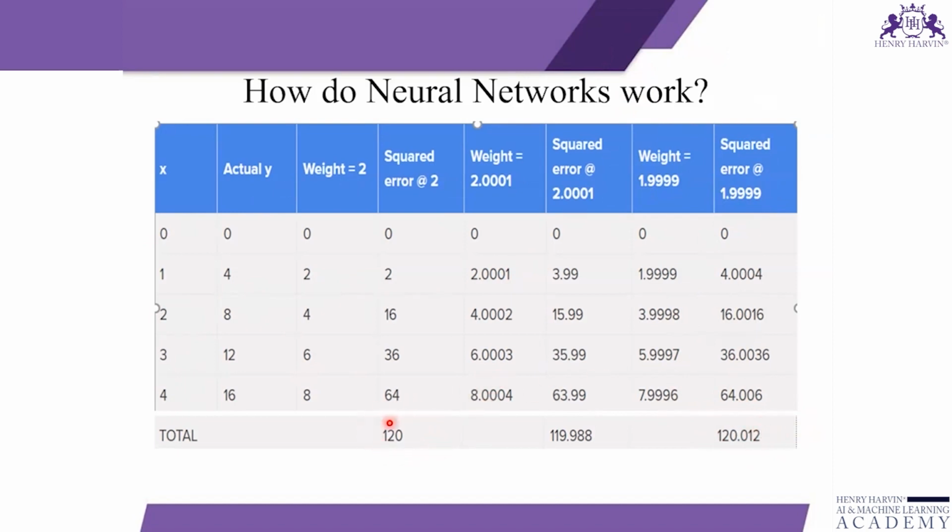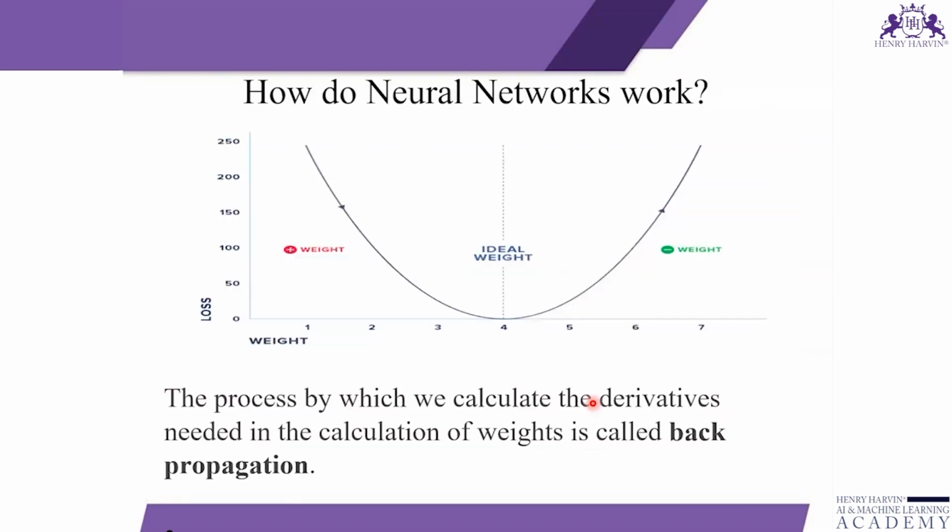It is very simple. When the weight was 2, the squared error was 120. When the weight is increased, the error decreases. When the weight is reduced, the error increases. So what is the right idea now? The weight has to be increased to reduce the loss. Now let us look at this diagram. Here the weight is on the x-axis and the loss is on the y-axis. We started with weight equal to 2 and the loss was 120. When the weight was increased, we could see that the loss was getting reduced.